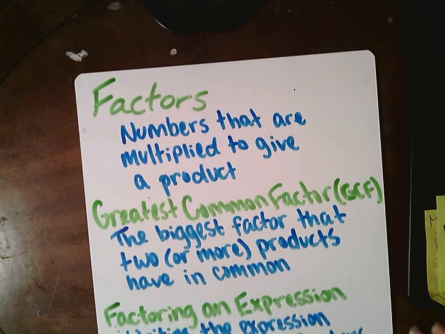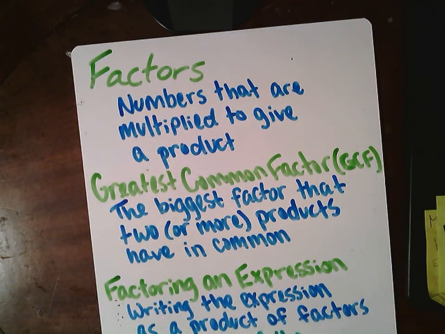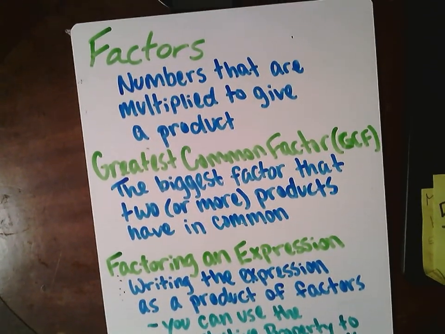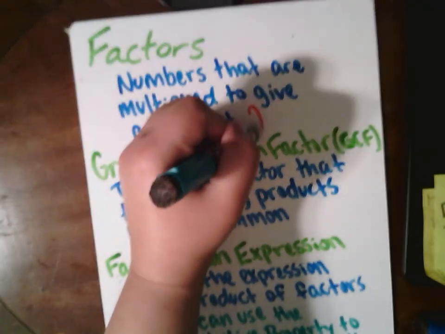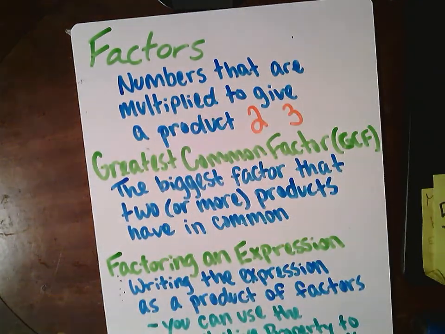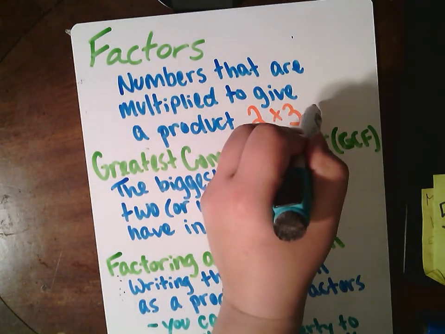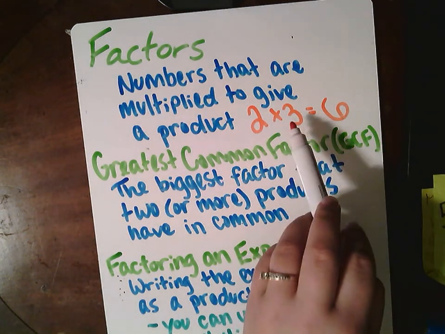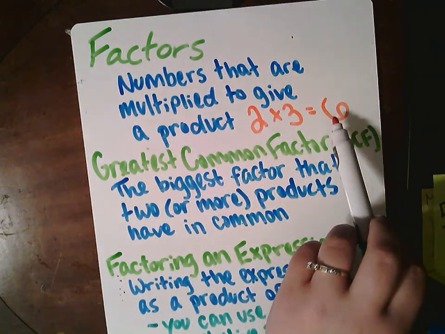Alright, first I got a couple of vocab words for us here. The first one would be factors. It should be review, but factors are numbers that are multiplied to give a product. So for instance, if I have the numbers 2 and 3, if I multiply them together, it gives me 6. So 2 and 3 are factors of 6.